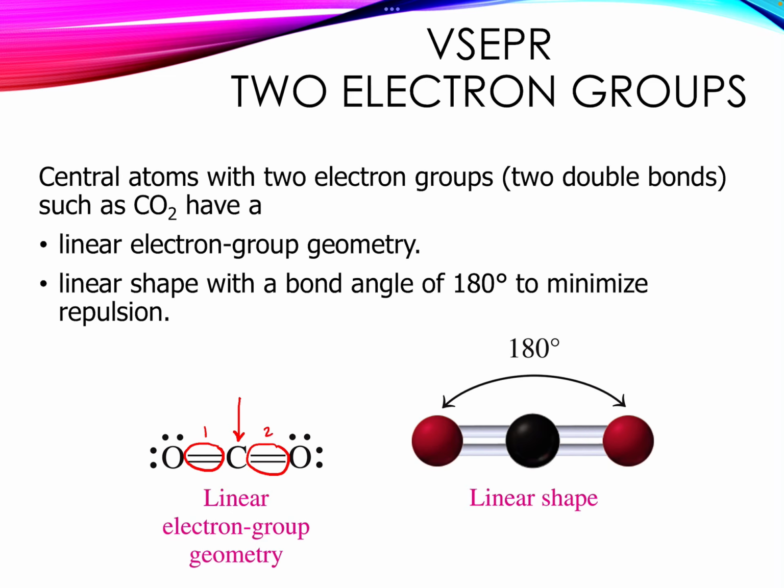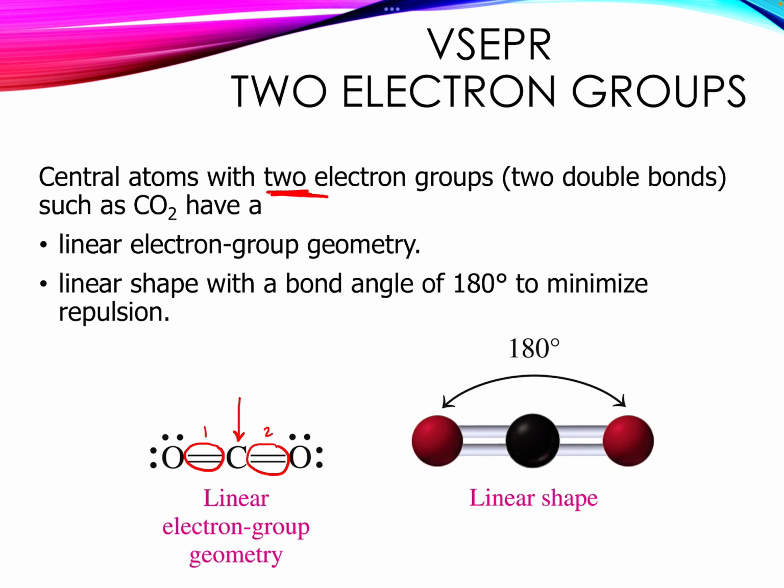It doesn't matter if they're single bonds or double bonds or lone pairs. It doesn't matter at all. We're just looking purely at areas of electrons. So carbon dioxide has two electron groups, two double bonds, right? This gives it what's called a linear electron group geometry, and it has a linear shape.